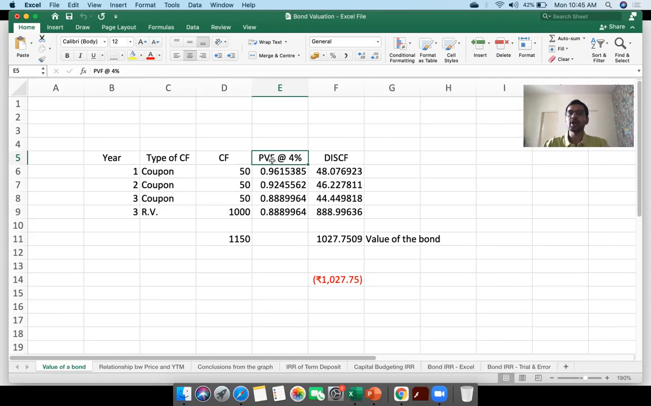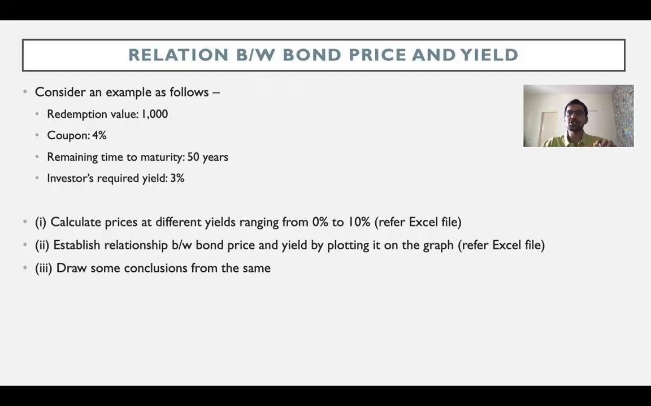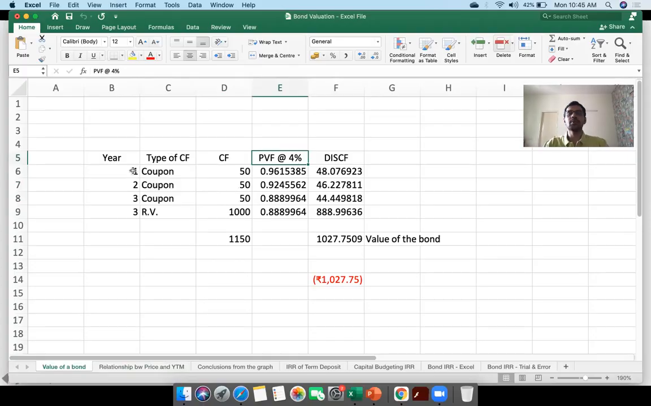Now, to find out the relationship between bond price and yield, I will keep 3 out of 4 of these inputs constant, and I will keep changing one of them. And that one thing that I will keep changing is yield. I would keep the term the same, I would keep the coupon the same, and I would keep the redemption value the same. The only thing is I will keep changing yields multiple times.